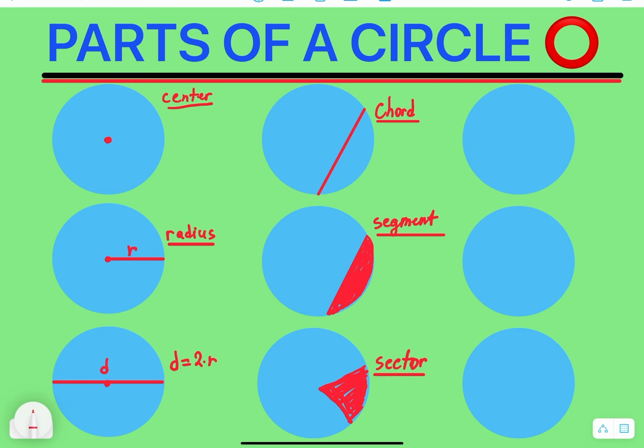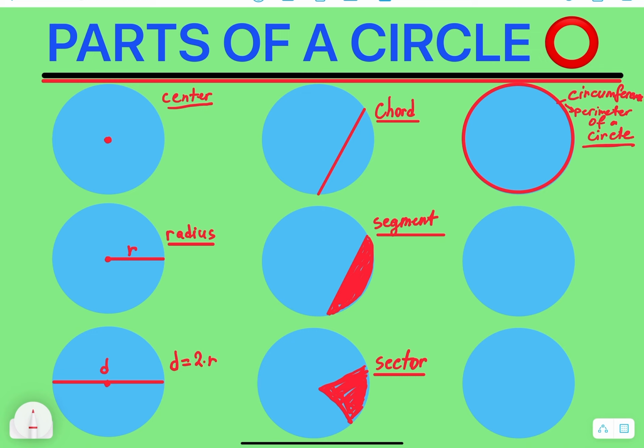Next, if we have all around the circle, this line, this is gonna become beautiful now. This we call circumference. Circumference. This is like the perimeter of a circle, right? Circumference is like a perimeter of a circle.